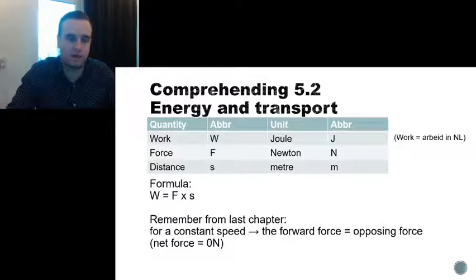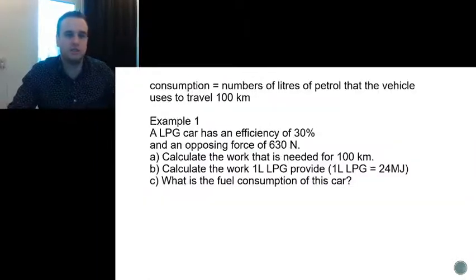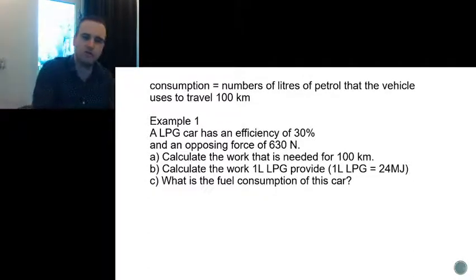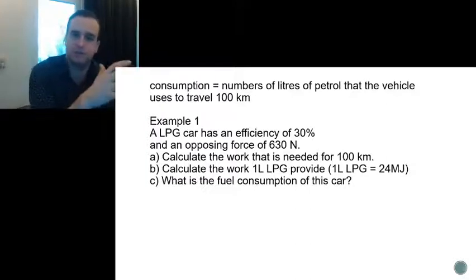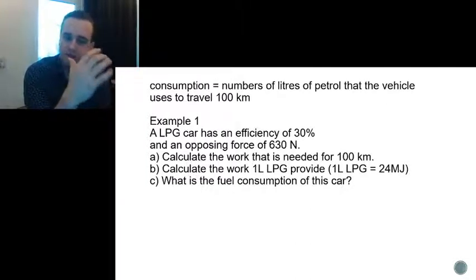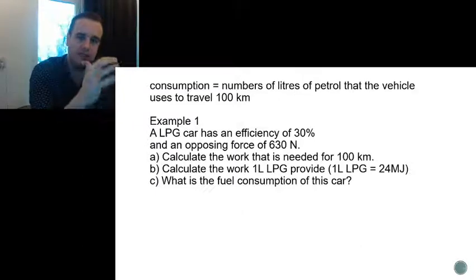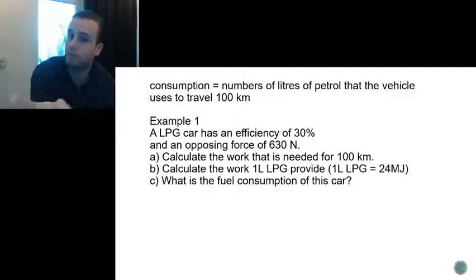It's one of the questions in the book. So again, consumption is how many liters you use for this vehicle when you travel 100k. And we're going to look into a gas car. So the LPG stands for liquid petrol gas. And in this case, it has an efficiency of 30%. So of all the energy produced when burning the gas, only 30% can go towards moving the car. The rest is lost, probably to heat.